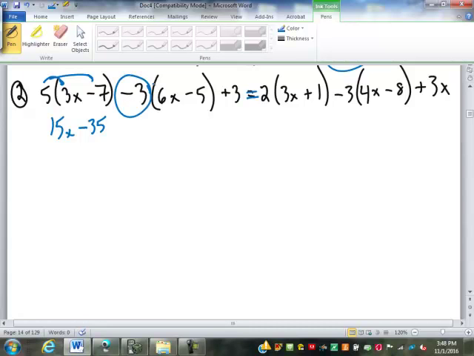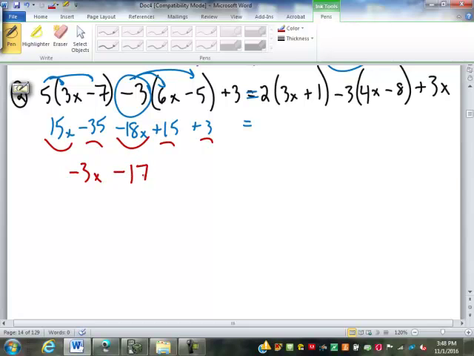Times a negative 3. Make sure you keep that negative there. Negative 3 times 6x is negative 18x. And negative 3 times negative 5, positive 15. And we have our positive 3 there yet. Let's do some combining. Negative 18x plus 15x is negative 3x. Negative 35, positive 15, and positive 3 adds up to negative 17. Negative 35 and positive 15 is a negative 20, plus 3 more is negative 17.